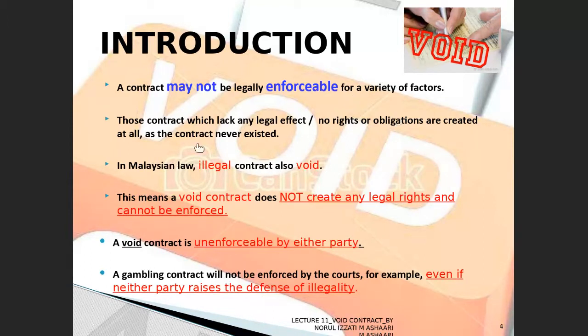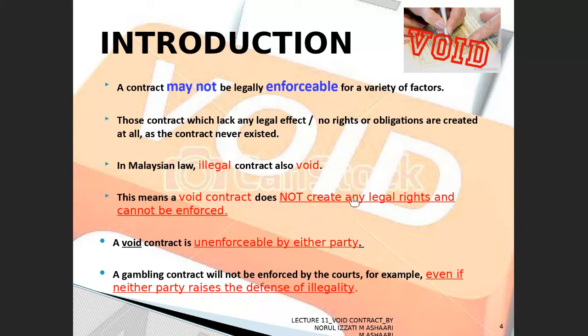A void contract also refers to a contract that is illegal. Any party in the contract has no right or obligation. We can also consider that the contract never existed, so no one has to take responsibility or claim from any of the parties. In Malaysia, an illegal contract is also considered void. In Commonwealth countries, basically all illegal contracts are also considered void. That means no legal right, no obligation.